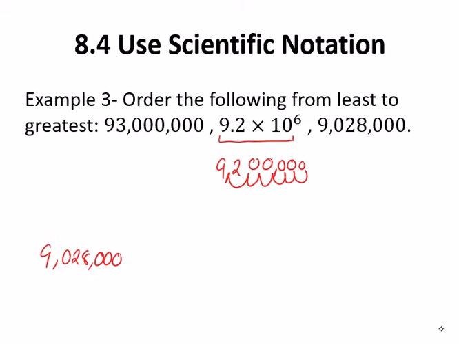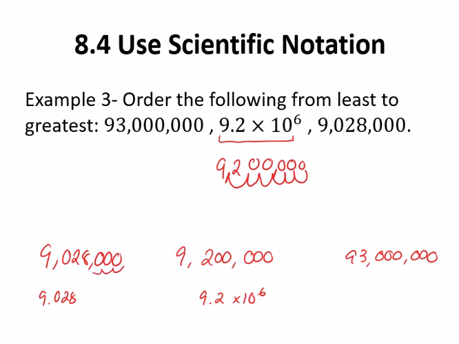Alright, so from least to greatest goes 9,028,000, and then 9,200,000, and then 93 million. Right, that is least to greatest, and if you were to write them in scientific notation, this is 9.2 times 10 to the 6th, and you could make this 9.028 times 10 to the 6th, or 9.3 times 10 to the 7th.